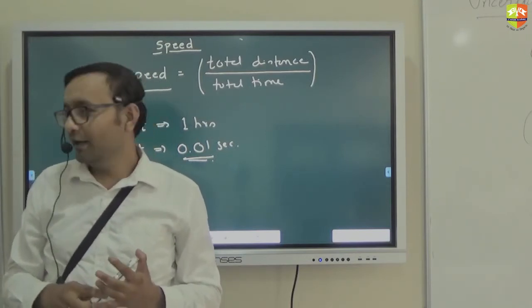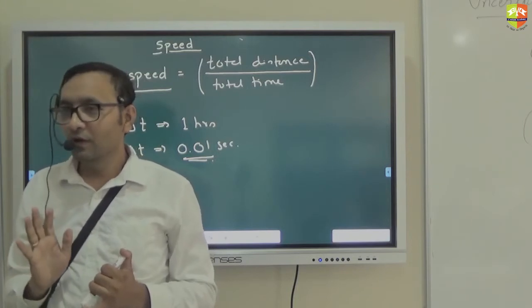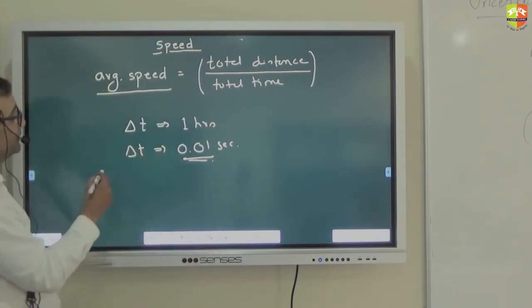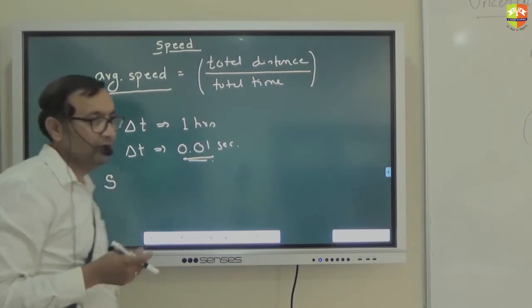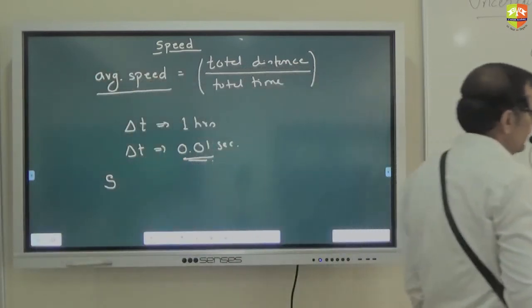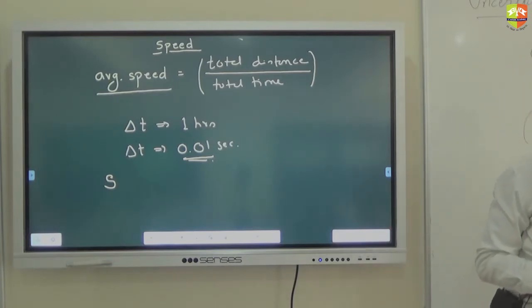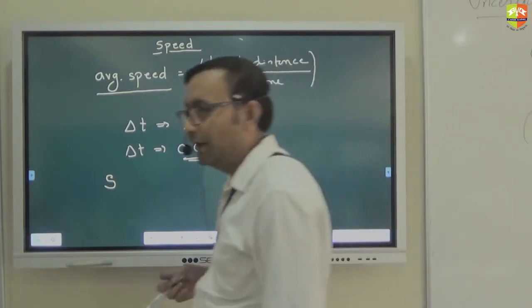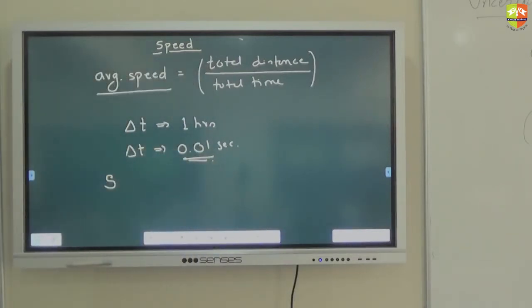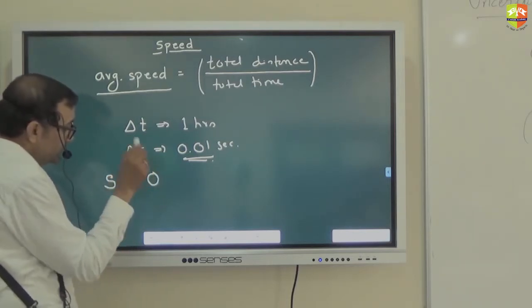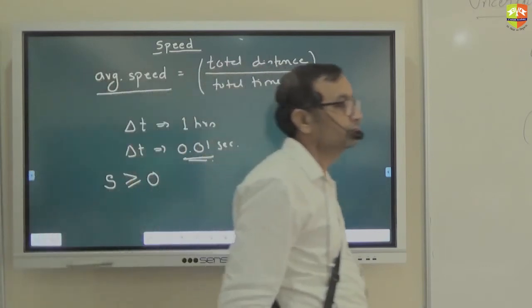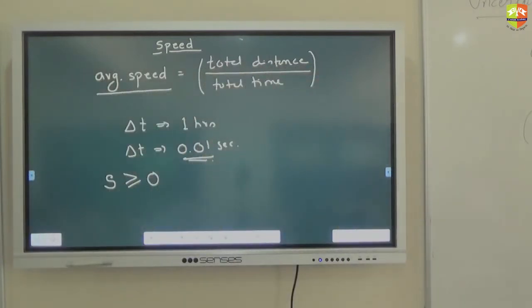Getting it? No doubt? Speed is represented by the symbol S. Even displacement is represented by S, but displacement has a cap. Speed is a scalar quantity. Can speed be negative? No. Can it be zero? Yes. So it can be greater than or equal to zero. It cannot be less than zero. Understood?